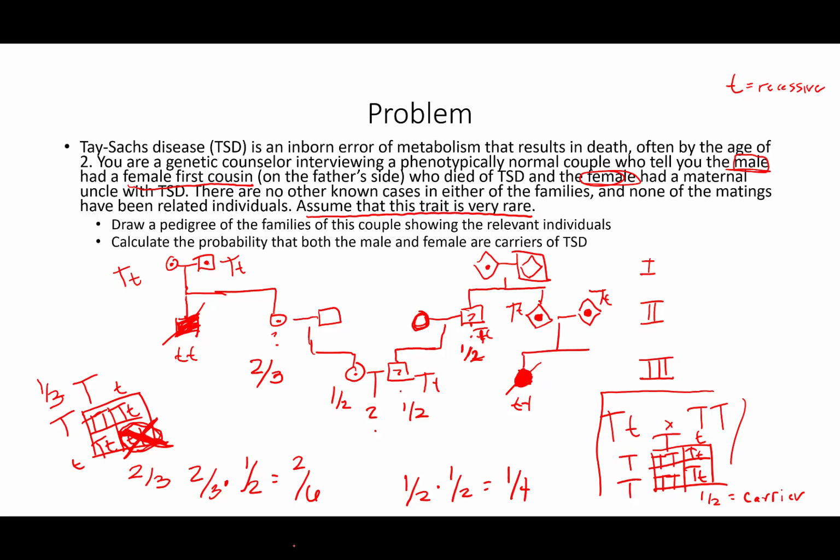Now remember, the question asked, what is the probability that both the male and female are carriers? So we now have to take both of these probabilities and multiply them. It's a product rule. So 2/6 times 1/4. I could have actually reduced this down. 2/6 is actually 1/3 reduced. So this is 1/12. That's the probability.